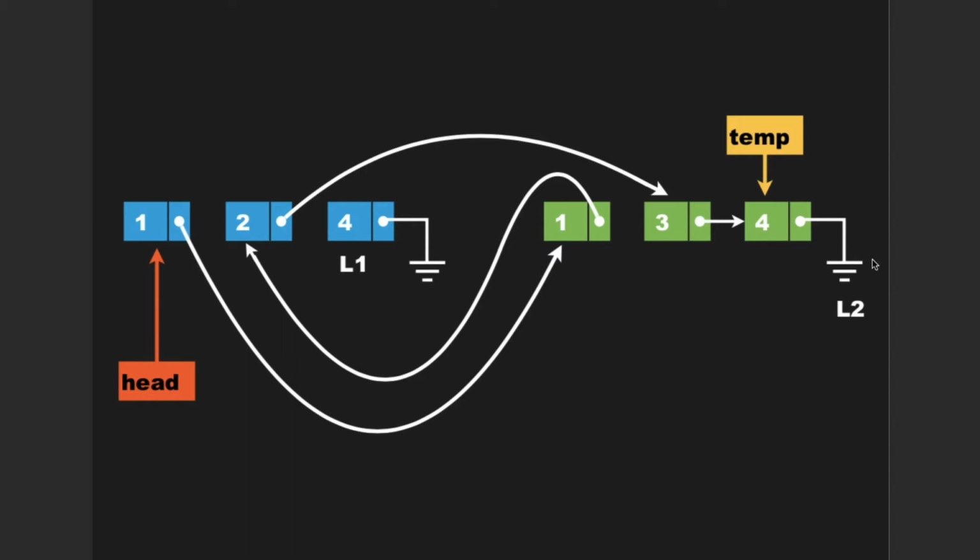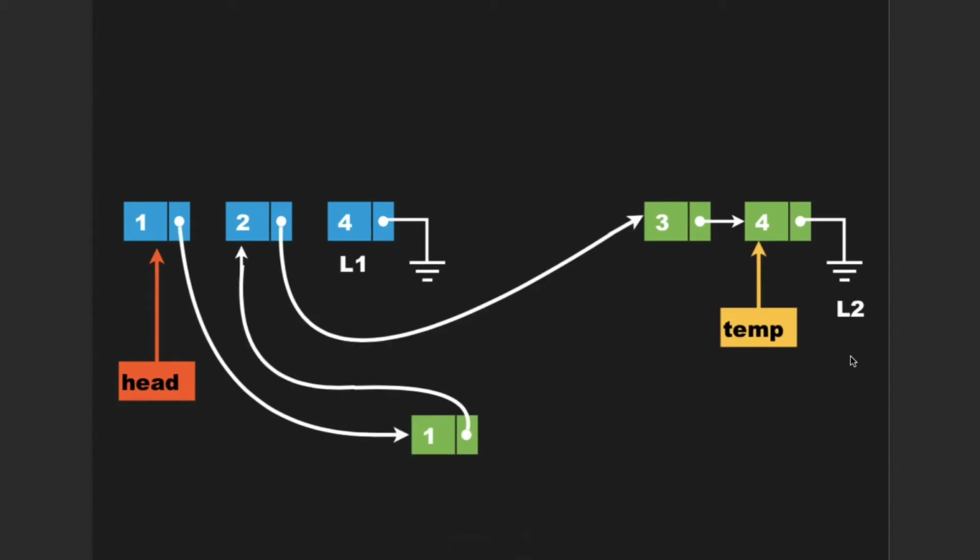Now again, let us compare L1 and L2. Since L2 is null, the program moves ahead in such a manner that it only traverses L1 as follows. So we got a final sorted list which can be viewed as follows.